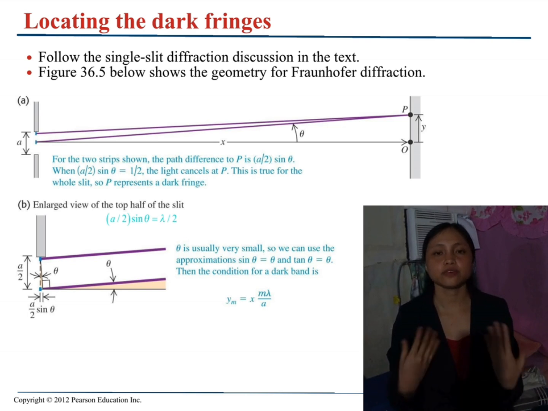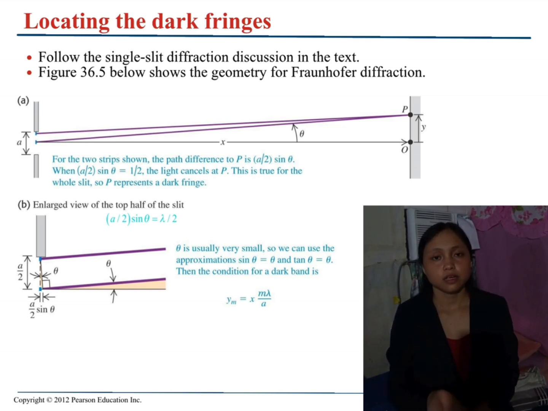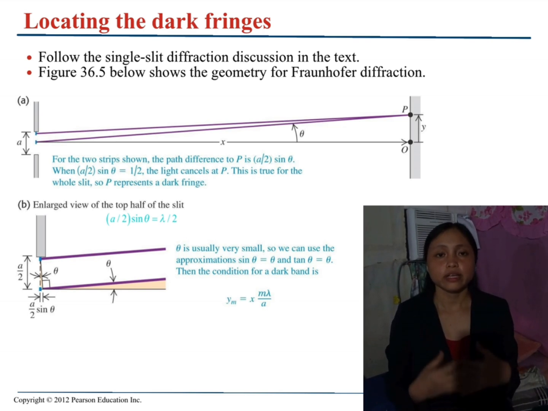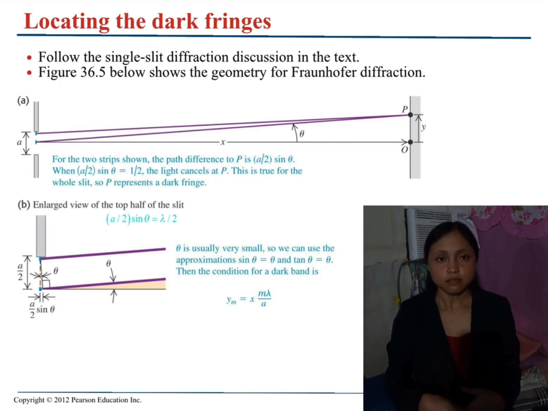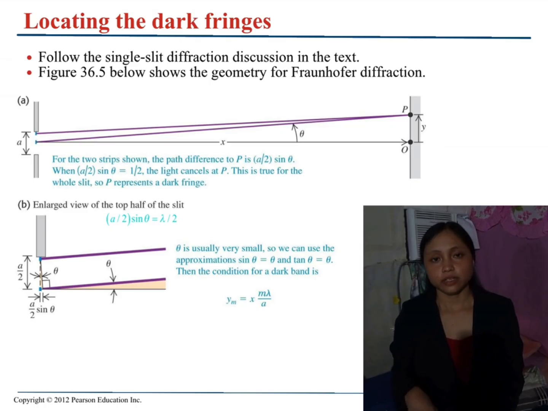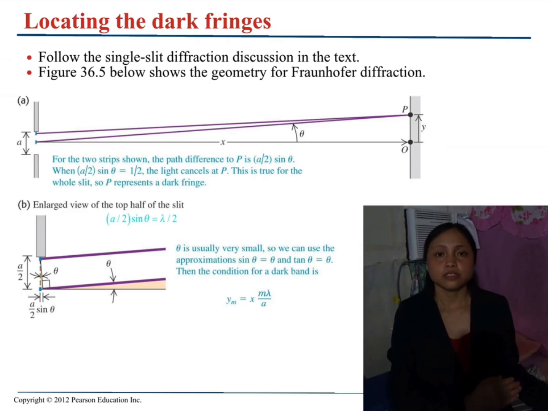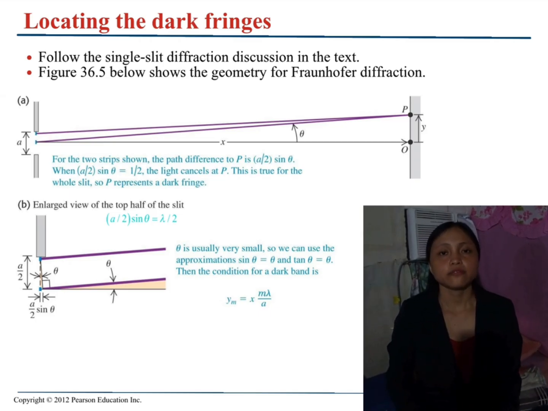The condition for minima in a single slit is shown in this slide, wherein a is the slit width, theta is the diffraction angle, lambda is the wavelength, and m is a non-zero integer. Whenever this condition is satisfied, a dark fringe appears. This equation allows us to predict the position of minima in the diffraction pattern.